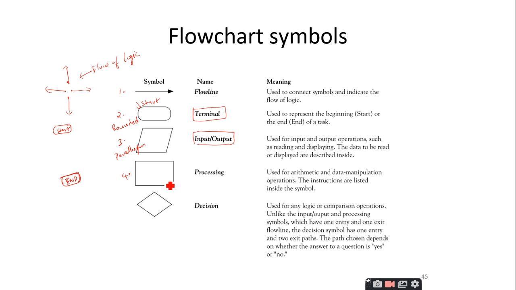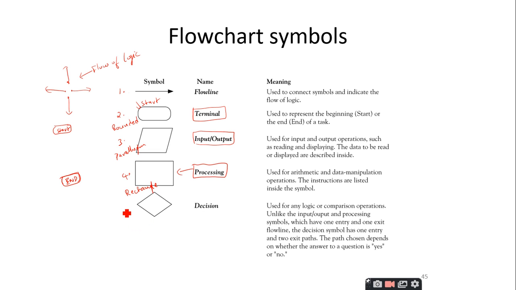And the fourth one is the processing symbol. It is just a rectangle shape. Whenever you want to perform some processing, such as arithmetic operations, logical operations or data manipulation operations, any operation that you want to perform in the algorithm, and you want to represent it in the flowchart, you use this symbol, called the processing symbol, represented as a rectangle. And whatever instructions you are going to use, you put everything inside this symbol.